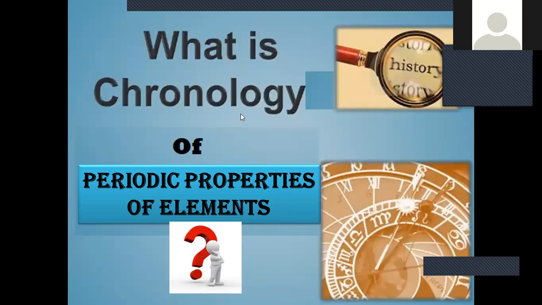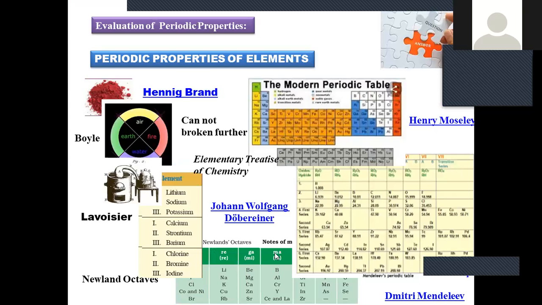Here we are going to discuss the chronology of periodic properties of elements. Chronology stands for what? How the element classification started, how we progressed in such a manner, and what is the new version of this periodic classification of elements. That entire history of periodic table classification is going to be discussed now.